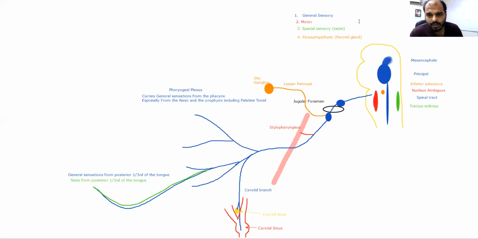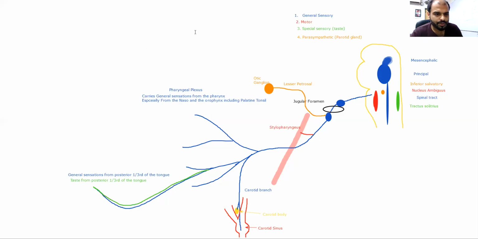So anyone who has a question? Sir, you made two ganglia in the blue color. Yes, the larger, upper one is known as the superior glossopharyngeal ganglion, and the lower one is known as the inferior glossopharyngeal ganglion. They are general sensory ganglia. You just should know it. That's all. You should know nothing more.